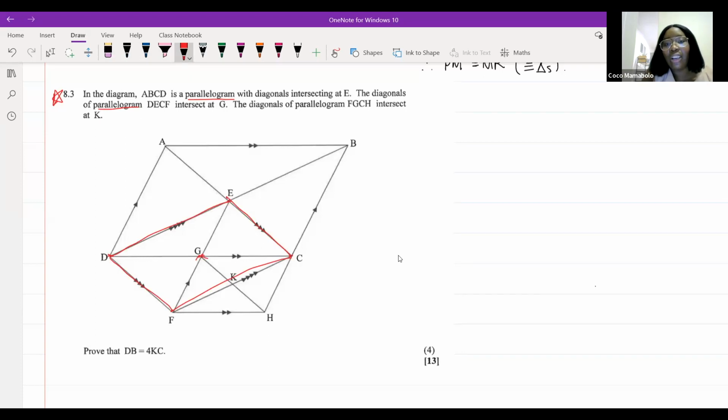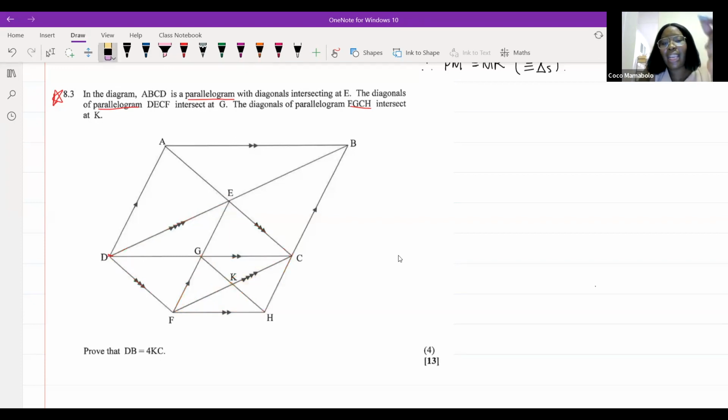They say the diagonals of parallelogram FGCH, another parallelogram there, FGCH, intersect at K, which tells me that GK is equal to KH. There's something else. And we know that FK is equal to KC. Right. So, guys, we are not in the dark here. We are not. And trust me when I say we're going to get there.